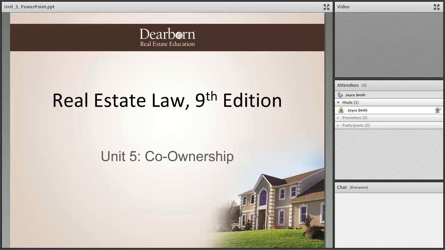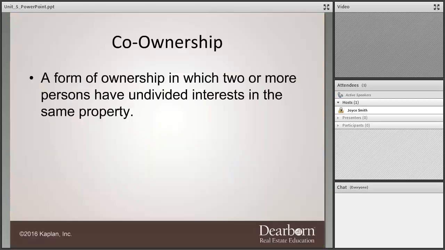What is involved in co-ownership? When we talk about co-ownership, obviously we mean the way that more than one person owns a piece of property. So co-ownership is a form of ownership in which two or more persons have undivided interests in the same property. Undivided doesn't mean unequal, but undivided means that a person can sell or do something with their own interest, pass it on to relatives or things like that.